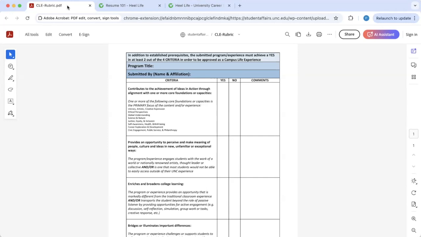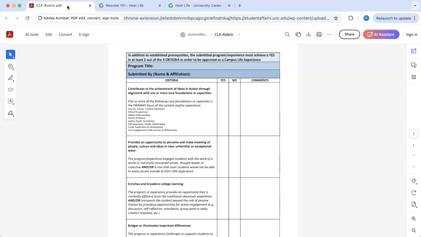And a note I'll make here for during election season, events that contain voter registration drives are also not eligible for CLE credit. Since it's illegal to incentivize voter registration in any way, offering CLE credit in exchange for registering to vote would fall under that prohibition. In addition, CLE events must be intentional learning opportunities that will allow students to engage their knowledge outside of the classroom. Recurring events such as weekly meetings are not eligible to be a campus life experience event.